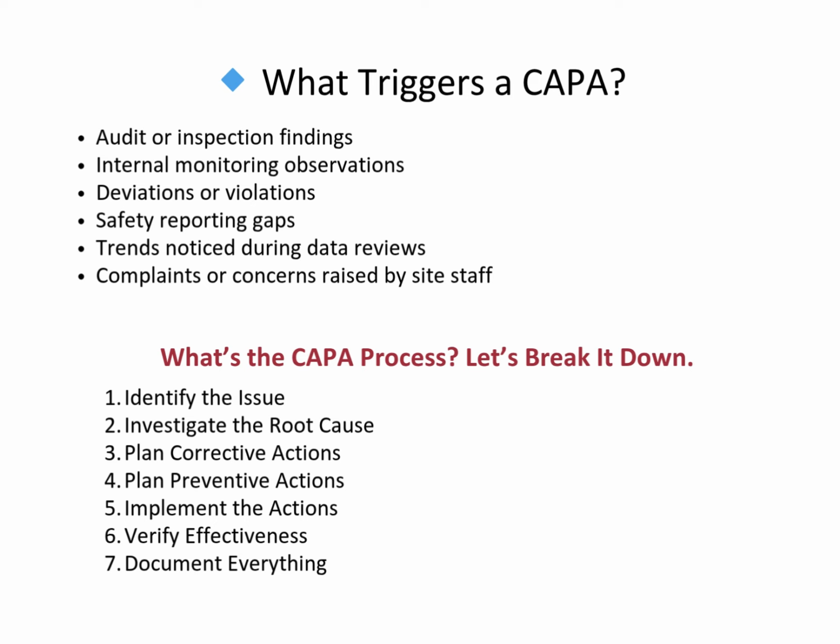6. Verify effectiveness. Did it work? Are your processes running better? Are the issues reappearing? 7. Document everything. From the root cause to the final verification, document every step. Because if an inspector asks, you'll need to show your work.